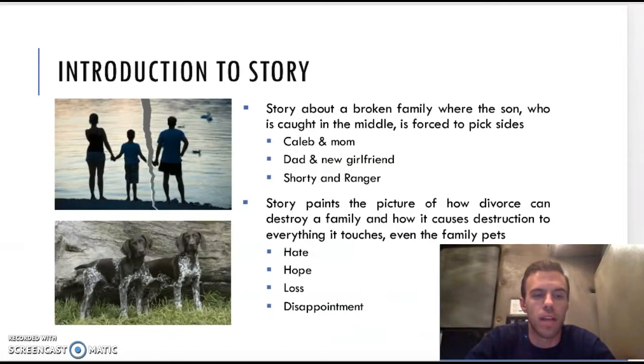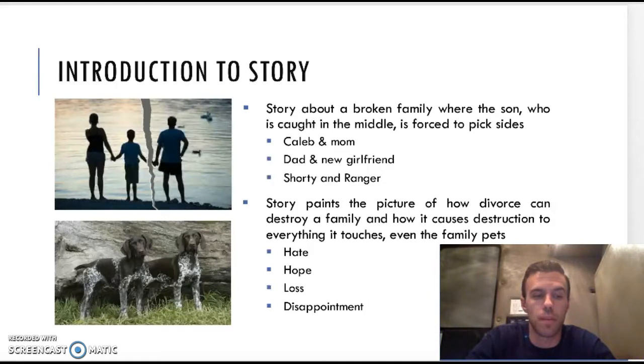In order to begin the analysis, I want to first give you an introduction to the story so you can get a picture of the context of the story. The story starts with a flashback from the protagonist's life. It paints the picture of the son, Caleb, admiring his father and following his father's every wish. Then fast forward to present day.